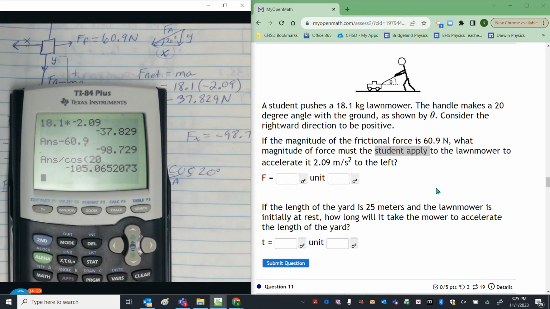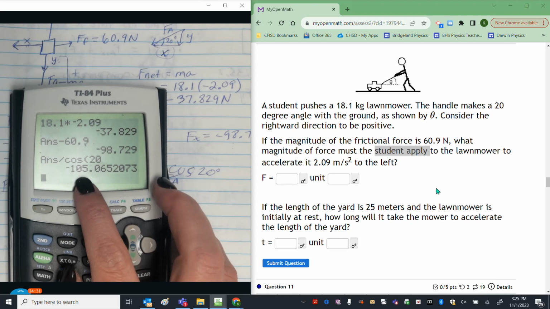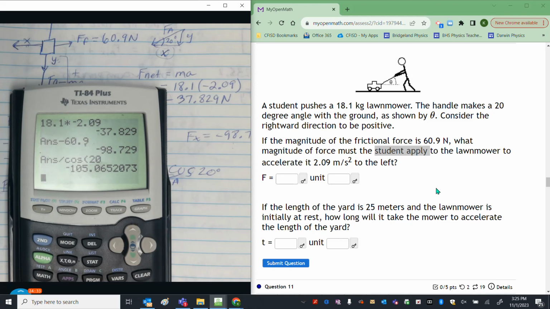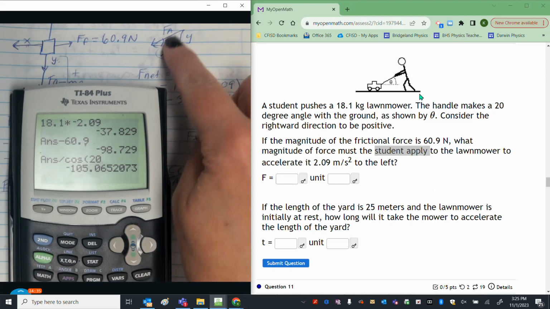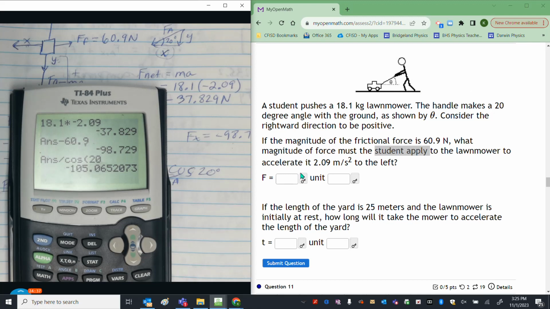Okay, so again, this is the magnitude would be 105.06. That's the diagonal. That was this piece here, and that's what your answer should be. Okay, so 105.065. I could have rounded that more, but if I leave extra decimals, no harm.